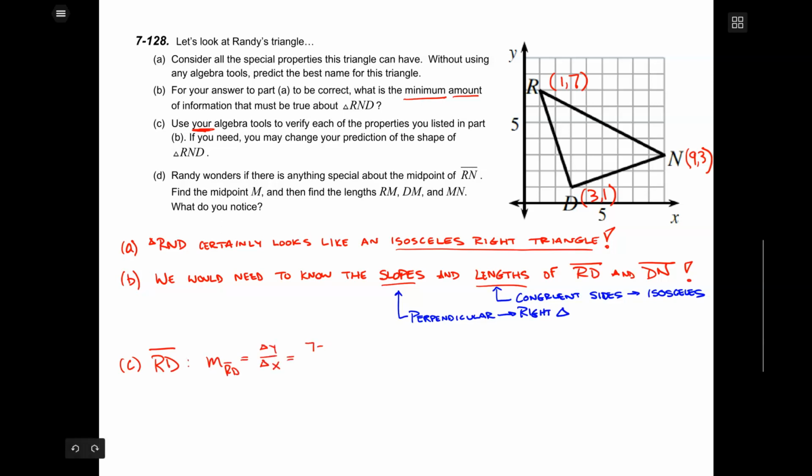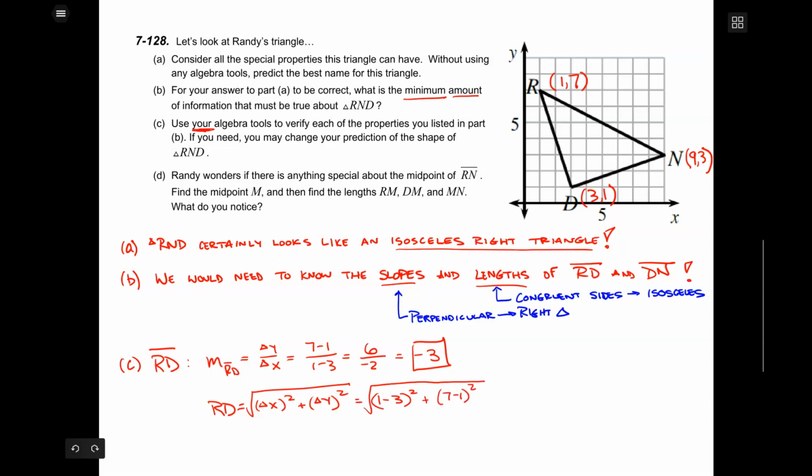It's going to be 7 minus 1 over 1 minus 3. That's 6 over negative 2, which is negative 3. Now let's look at the length of segment RD. We're going to take delta x, square it, delta y, square it, add them, and then take the square root.